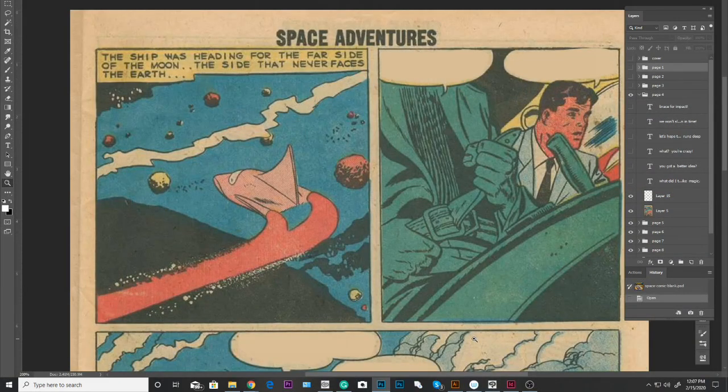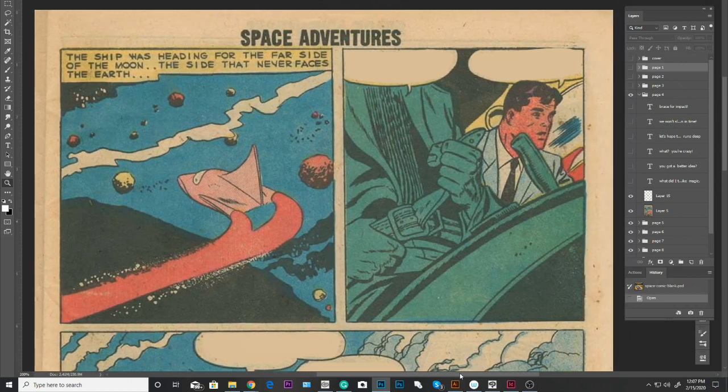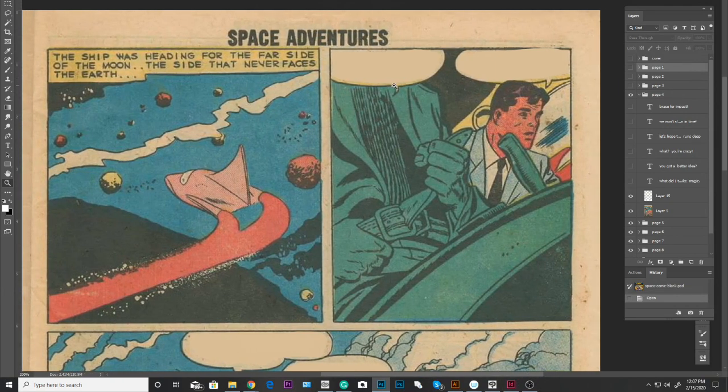The ship was heading for the far side of the moon, the side that never faces the earth. Now, I guess this story is probably older than when we went to the moon, maybe? So I'm just going to assume that this is not our moon, because our moon's been explored, so we know what's there. Unless you believe the moon landing was fake or something like that. All right, so here we go.